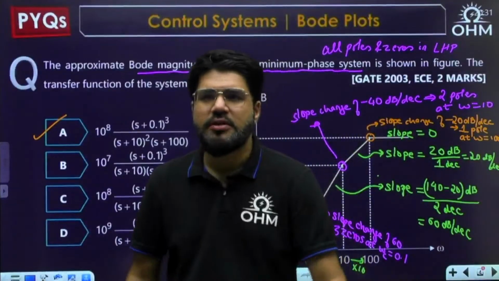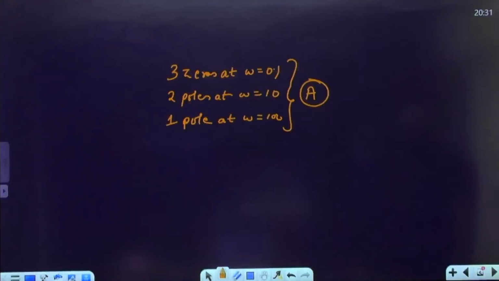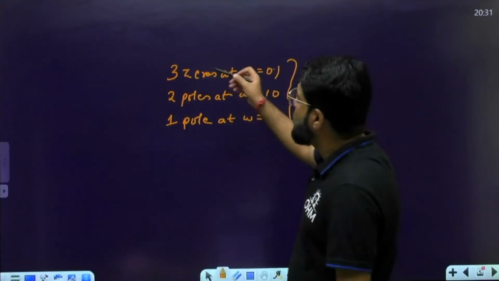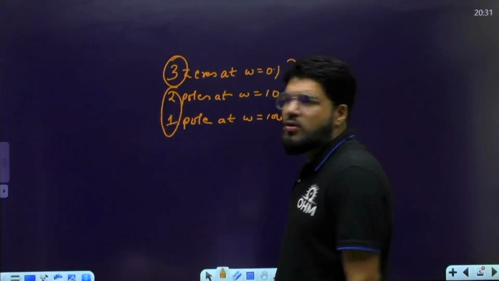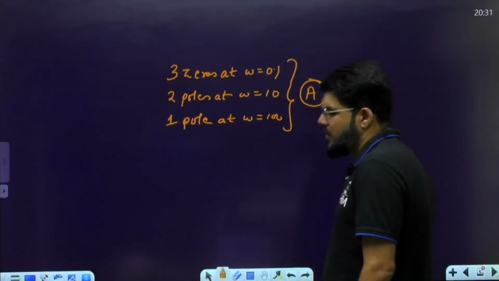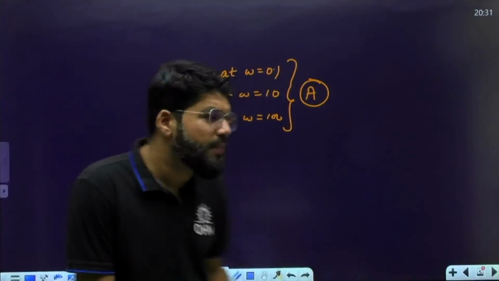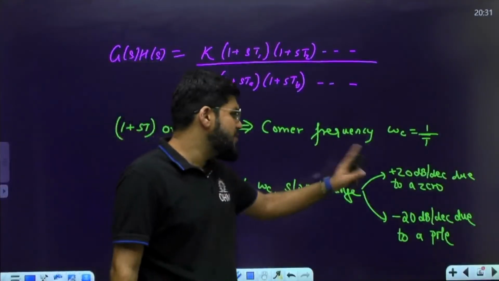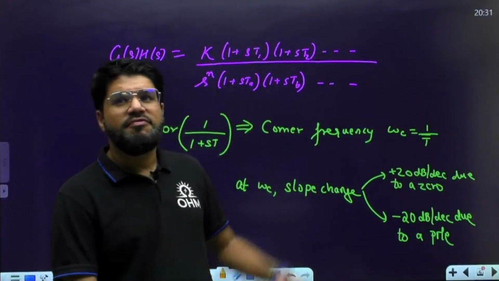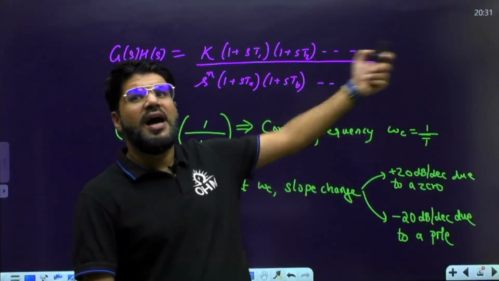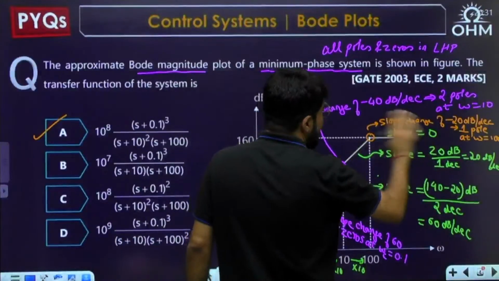Okay, next question. If you see overall, how many total poles and zeros? Total 3 poles and total 3 zeros. As I'm telling you, every pole brings a slope of -20 and every zero brings a slope of +20. So what is the last slope you see here? The final slope you see here is 0.